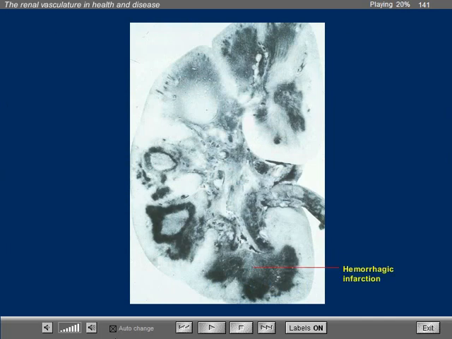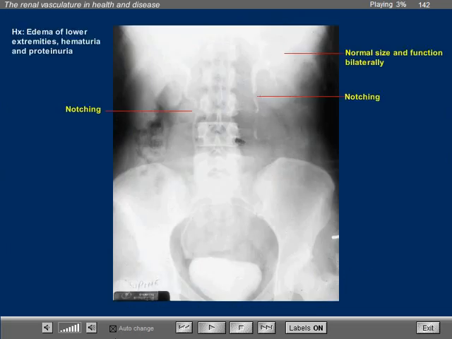A coronal section of this small kidney shows hemorrhagic infarction in the lower pole. This is a young adult who presented with edema of the lower extremities and hematuria and proteinuria. A urographic examination shows that the kidneys are normal in size and they function normally and synchronously. Note, however, discrete notching along both ureters.